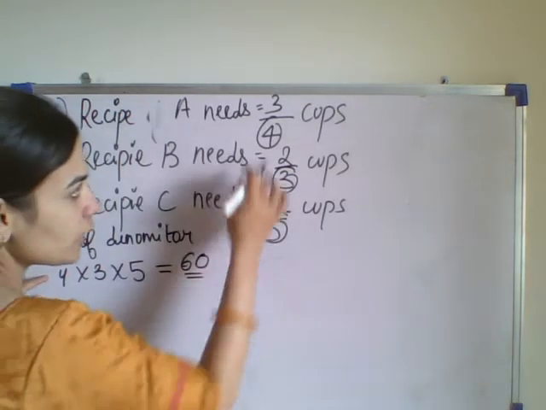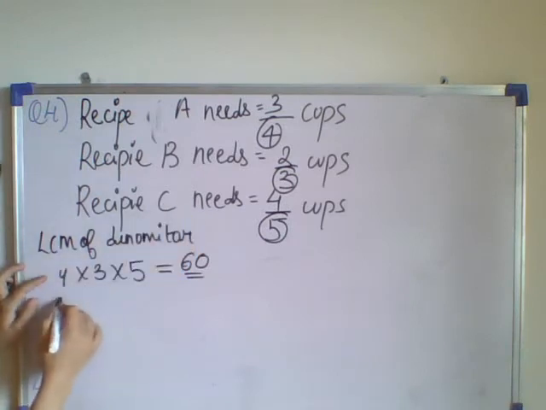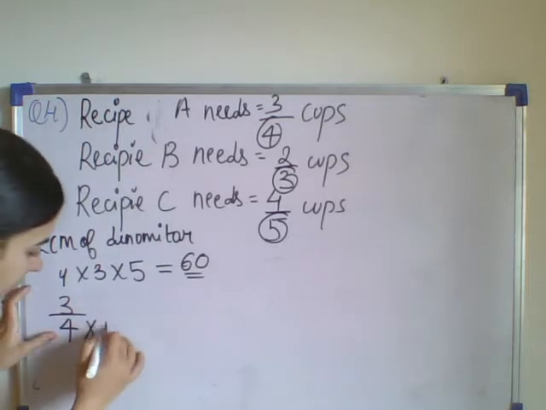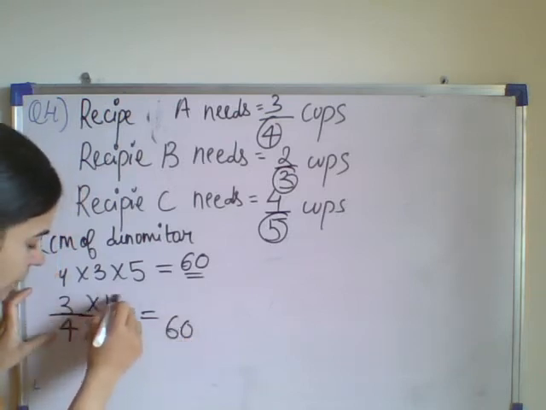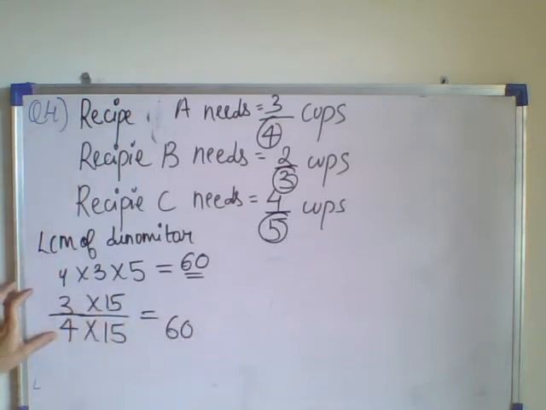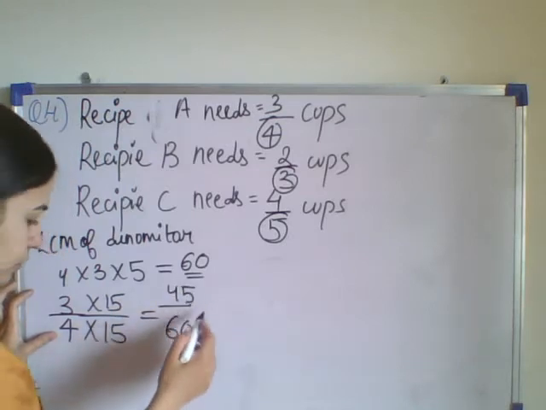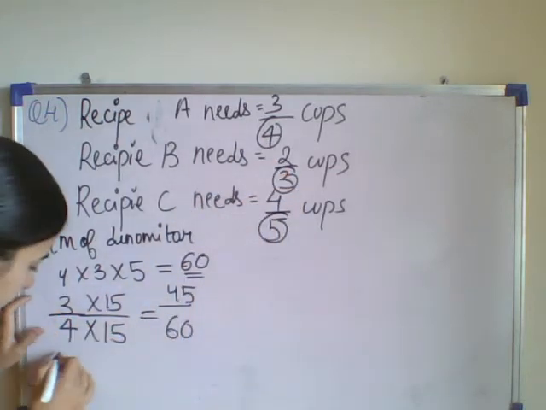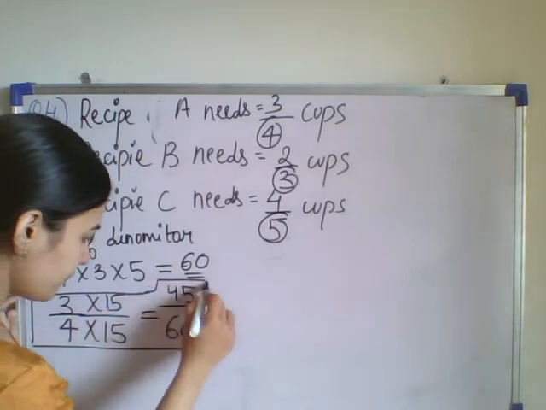Now you have to convert these 3 fractions into equivalent fractions. First I am writing 3 by 4. 4 multiplied by 15 is equal to 60. Here also I will be multiplying 3 with 15, so 3 15s are 45. This is our first fraction that I have done. Now come to the next fraction, that is 2/3.